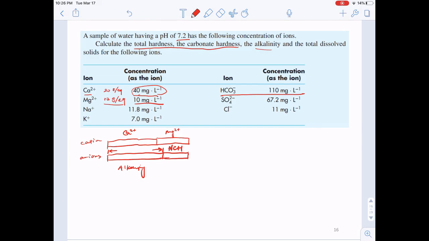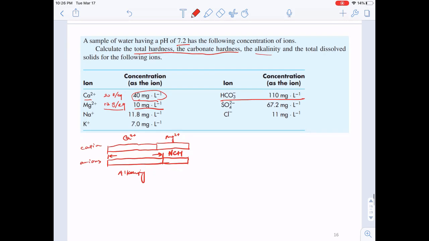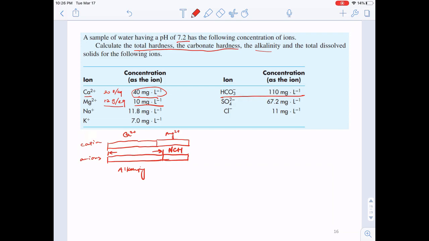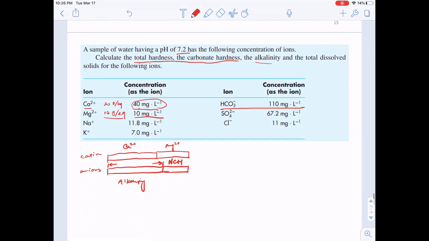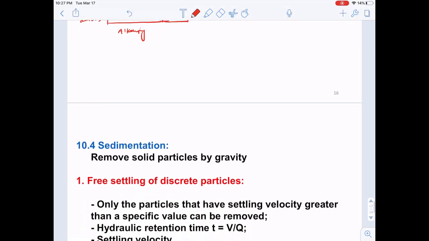I know that the definitions of hardness, carbonate hardness, and non-carbonate hardness are quite complex. So it would be good to go through the textbook and try to work through these concepts, or work through the example problems or the homework problems to better understand this process.